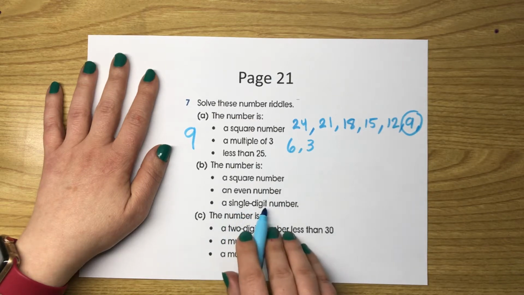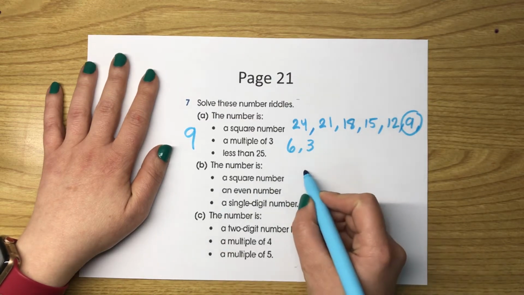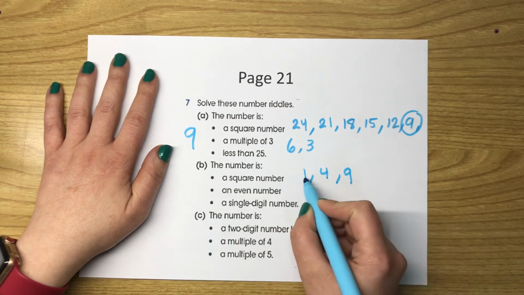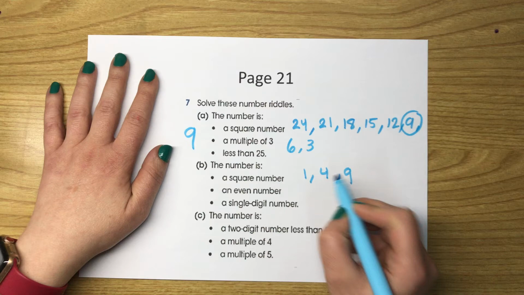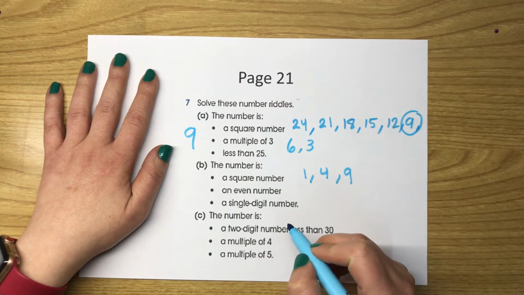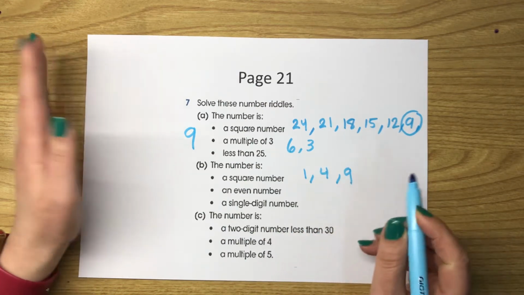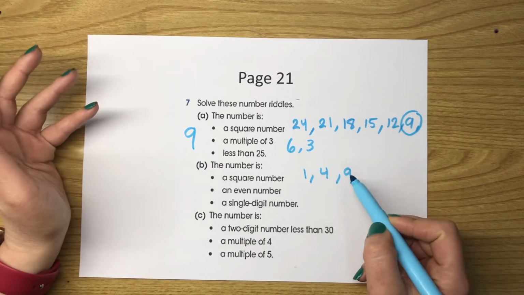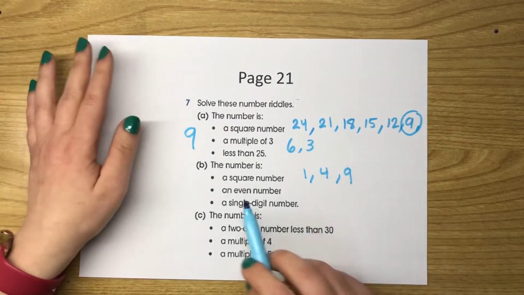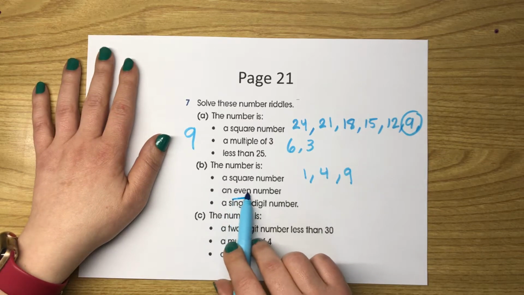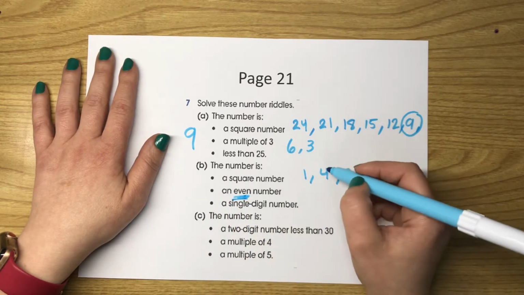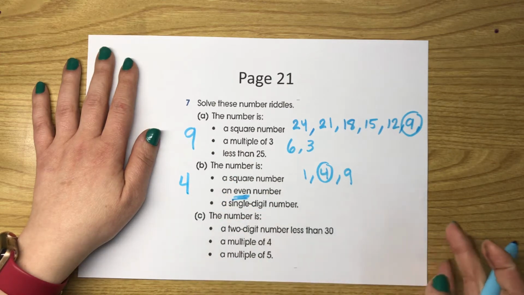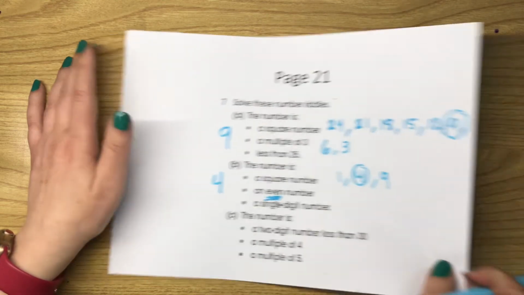What are the single digit square numbers? They are 1, 4, and 9. 1 is 1 times 1. 4 is 2 times 2. 9 is 3 times 3. Those are the only single digit square numbers. So it must be an even one. So which one is even? It's 4. So I'm going to leave question number C for you. Okay.